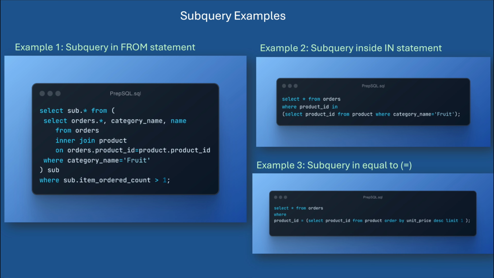Likewise, we can see a subquery in an equals to statement. Select * from orders where product_id equals to, and generally with equals to we usually have one value returning. So in this case, we have select product_id from product order by unit_price descending, and we limit it by 1 because we want to compare with that value. With the IN statement, you have multiple values in an array. With the equals to statement, you only compare with one value.